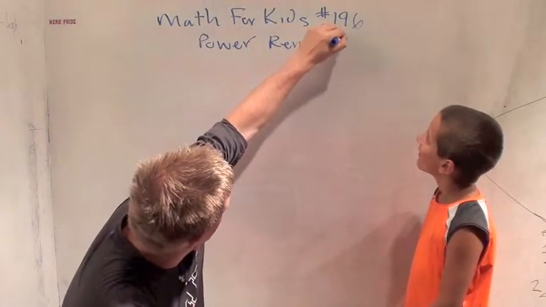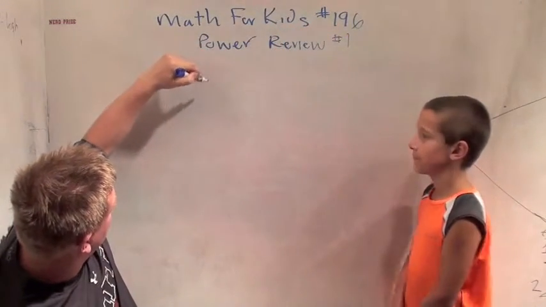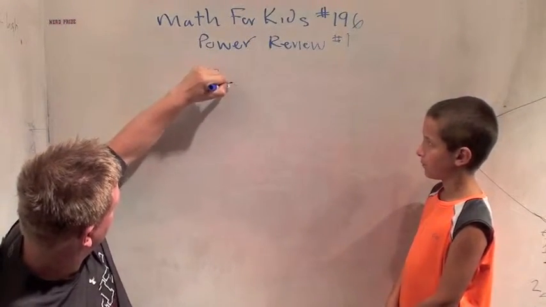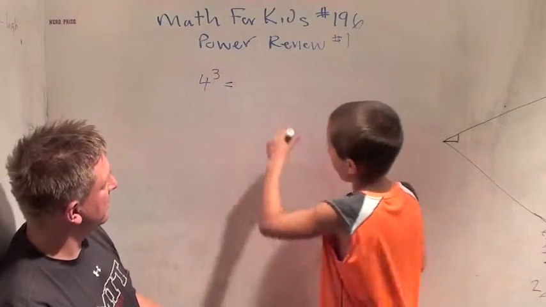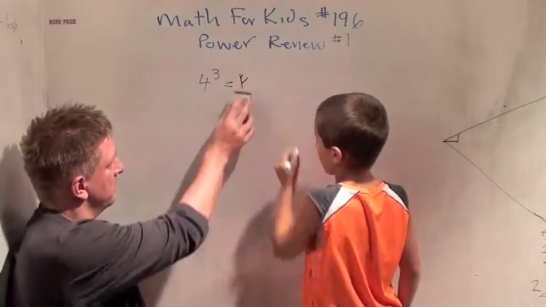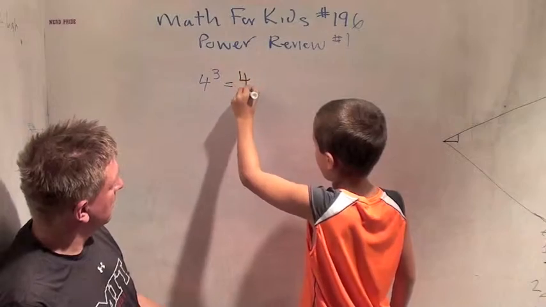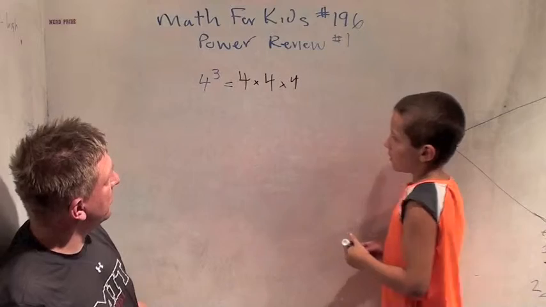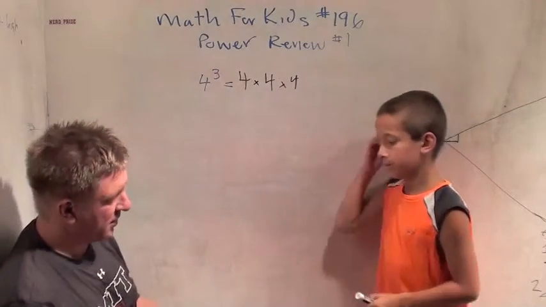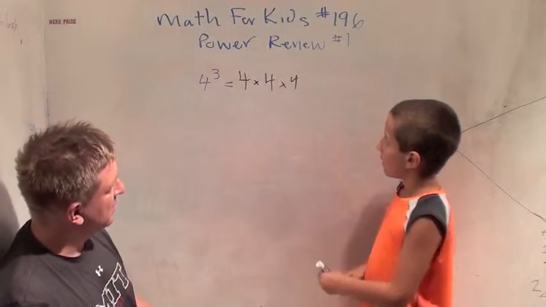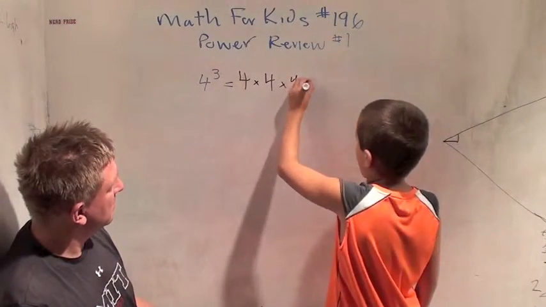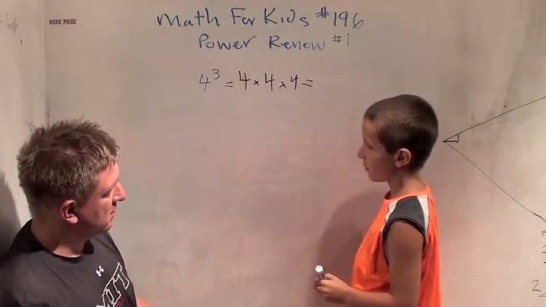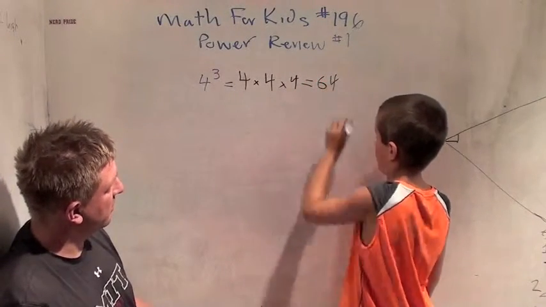Number one. Okay, so what does it mean when we say we look at a power of a number? Let's say we look at 4 to the third. Can you write down what that means, please? It means 4 times 4 times 4. Okay, so 4 to the third power means 4 times 4 times 4. And what is that? It's 16 times 4, which is 64. Right, so that's 64. Okay, great.